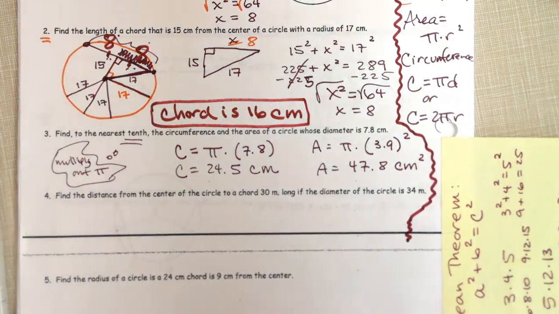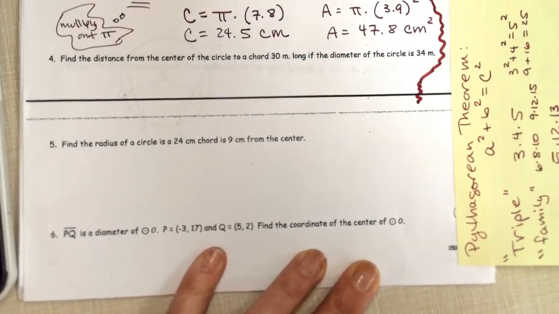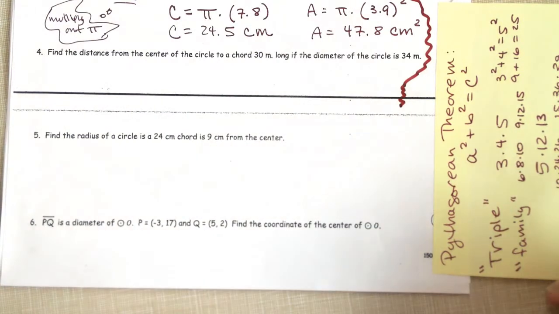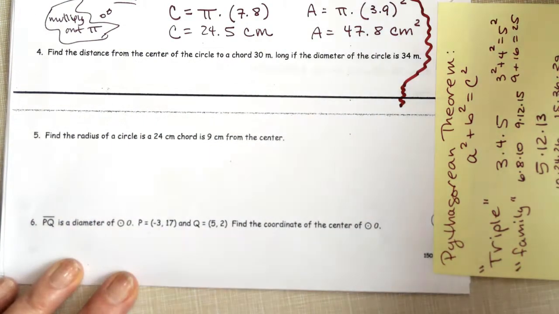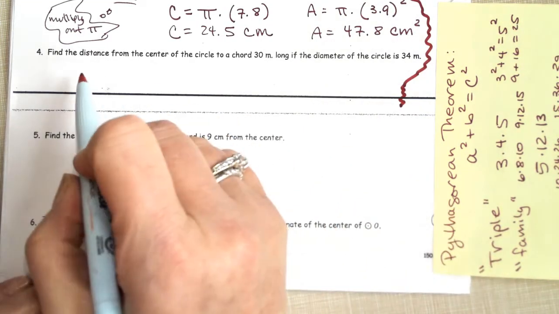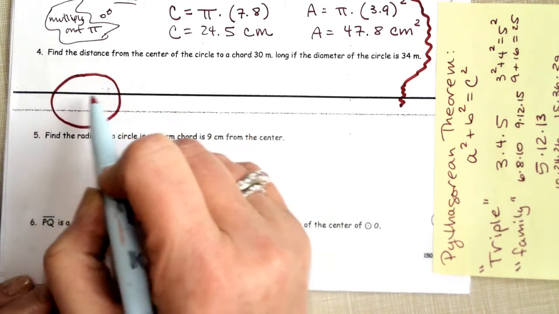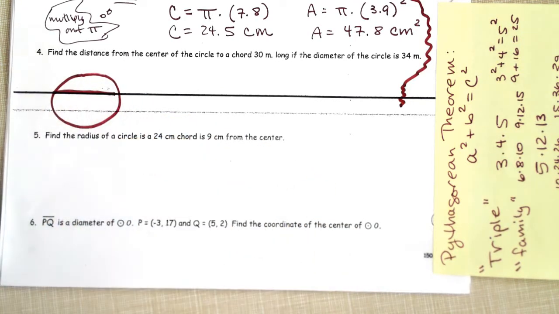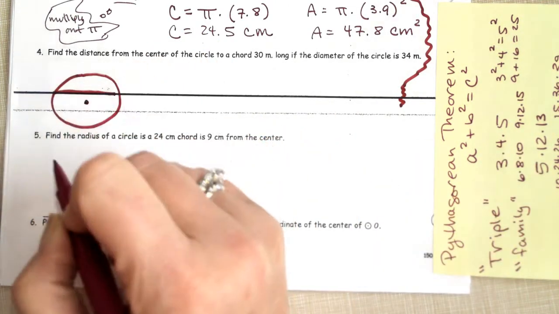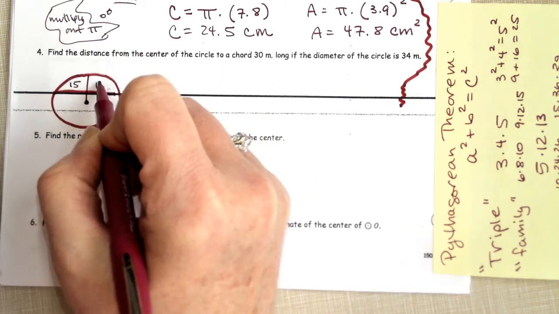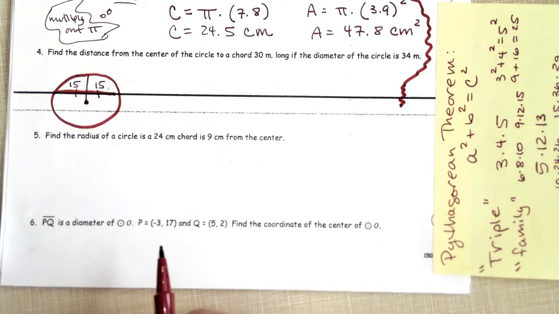All right, so find the distance from the center of a circle to a chord, 30 meters long, if the diameter is 34. So we're going to have a nice big fat circle. I think I'll just use this line as the chord. Why not, right? All right, so the chord is 30, so that means that each half of it is 15 and 15, because remember, those are congruent.